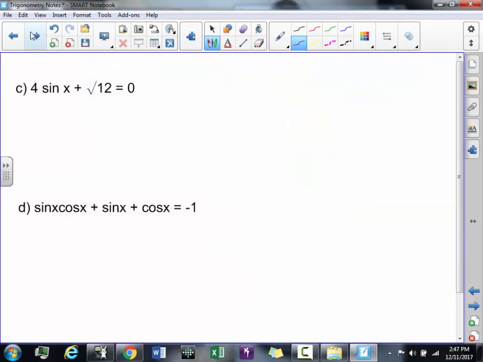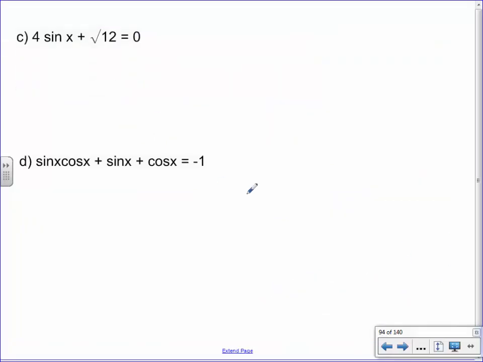Let's build it up a level. Those ones are very basic. The next thing they might give you is something a little more complicated like this: 4 sine x plus root 12 equals 0. It is the exact same thing, only you have some algebra to do first.